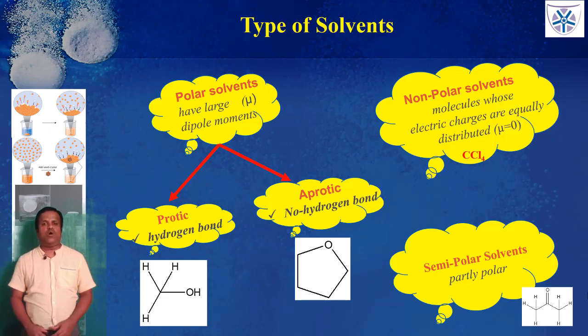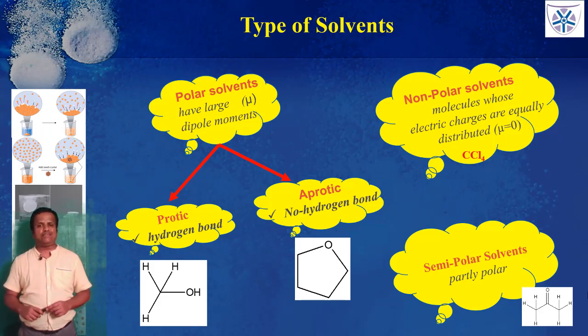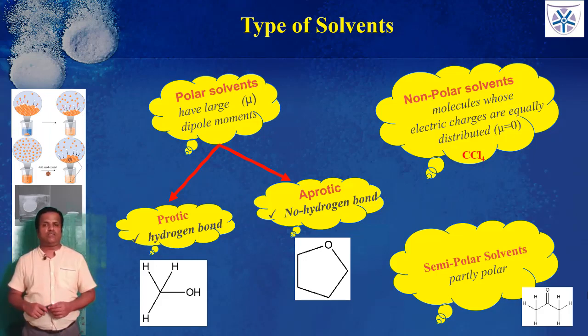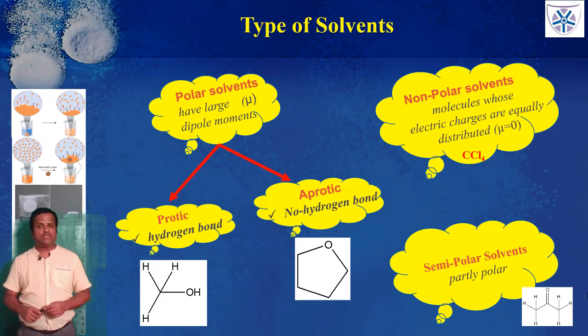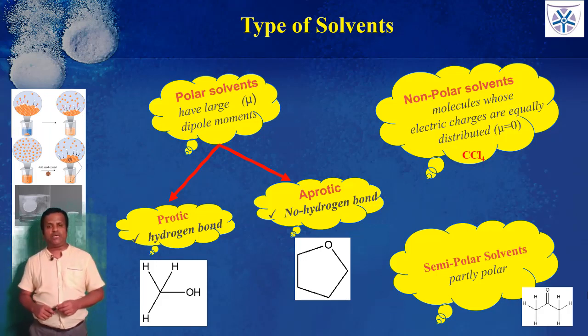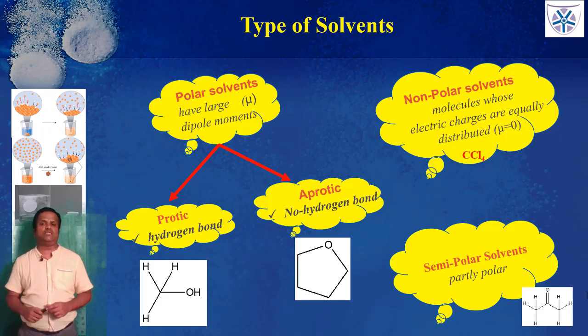Okay, we'll see what a polar solvent is. Whenever the given solvent has a large dipole moment, that kind of solvent is called a polar solvent. That is, it is highly polarized. Here the dipole moment is huge and the charge is high. Going further into the classification of polar solvents, there are two types: one is protic solvents, another one is aprotic solvents.